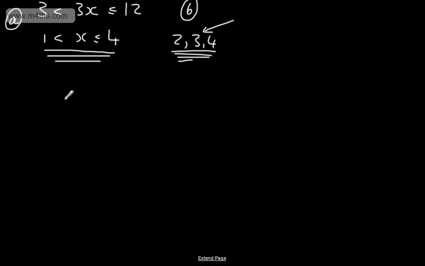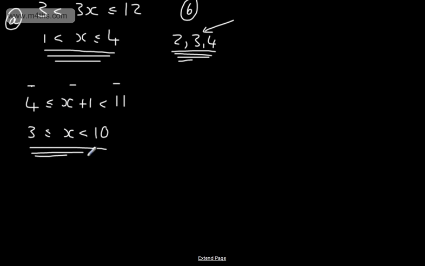Let's do another one. Let's say we've got this time 4 is going to be equal to or less than x plus 1, which in turn is strictly less than, we'll go for 11. What I want to do is solve for x. So the last time I divided by 3, I simply need to subtract 1 from each of the 3 parts. So 4 minus 1, we're going to get 3. Then we'll have x, as we've subtracted 1, and then we'll have 10. So all I've done is subtracted 1 from each part of the inequality.